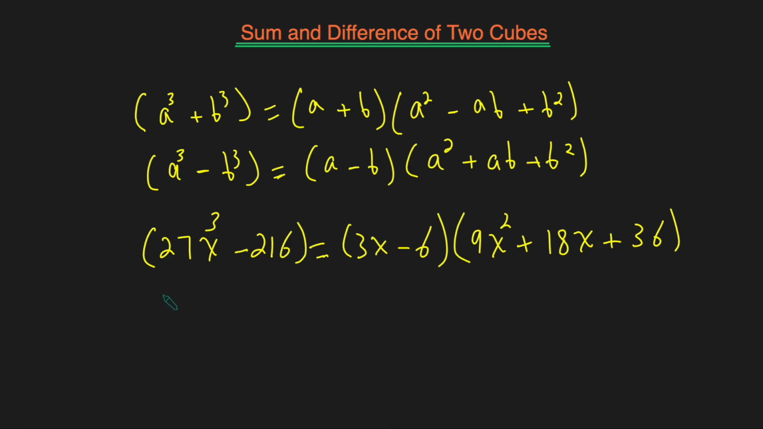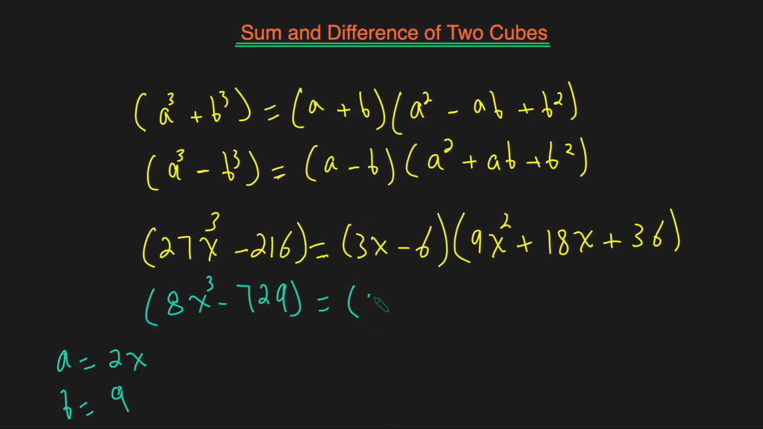Let's do another example. Do something like 8x cubed minus 729. So my a would be 2x. Again, if you cube that, you're going to get 8x cubed. And my b would be 9. 9 cubed is going to give you 729. So now I'm just going to substitute in the formula.